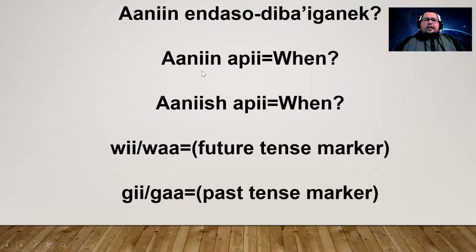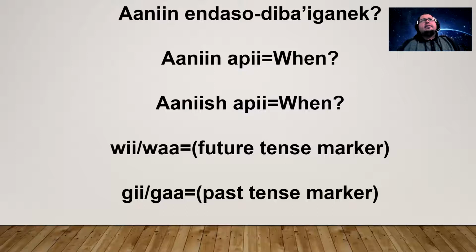We're going to learn Anina pi. When? Okay. Another way to say that, and these are common in some areas. Your community might use anin. Your community might use anish. Okay? Anina pi. Anisha pi. Either one means when. And we're going to stick our we and wa, our future tense markers, in these words, along with gi and ga. And you're going to see different examples of these tense markers used.